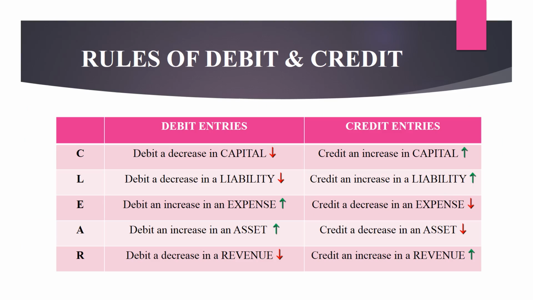Okay, now a summary of all these 5 accounts. Decrease in capital will be recorded on the debit side, and increase in capital will be recorded on the credit side. For liabilities, increase in liability will be recorded on the credit side and decrease in liability will be recorded on the debit side. Now expenses: increase in expenses will be recorded on the debit side and decrease in expenses will be recorded on the credit side.